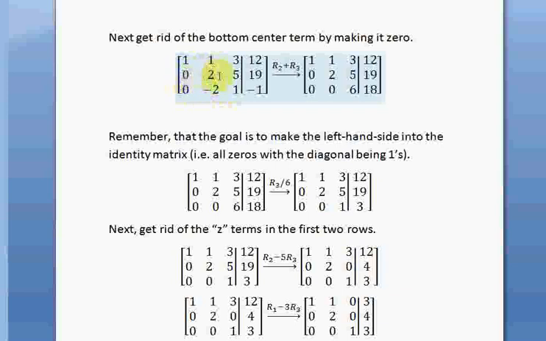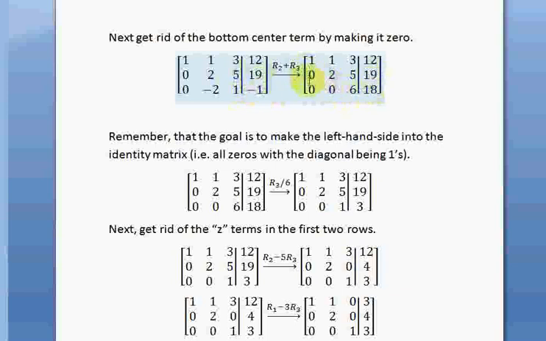So I'm going to use the second row now to key what I want to do, because this 0 here isn't going to affect anything down here. So I'm going to look at this 2 and this negative 2. I notice they're opposites, so if I simply add them they're going to add up to 0. So my new equation is R2 plus R3, row 2 plus row 3. Well, 0 plus 0 is still 0, so nothing changes. 2 plus negative 2 is 0, so I'm going to replace this bottom row with 0. 5 plus 1 is 6, and 19 plus negative 1 is 18.